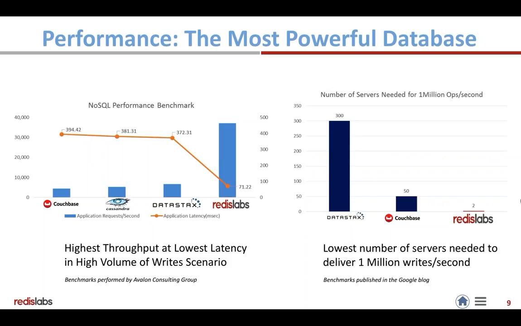There, you will see that DataStax requires 300 instances to achieve 1 million writes per second. With Redis Enterprise, all you need is 2 servers for highly available 1 million writes per second. And there are a few reasons for that. Number 1, Redis is written in C, so the code is very, very efficient.